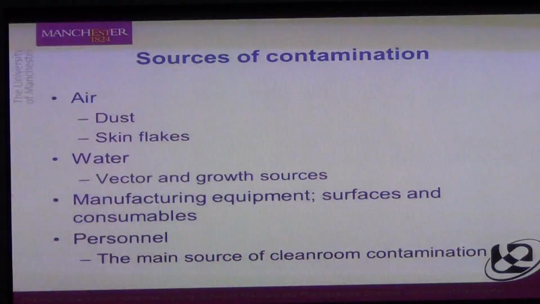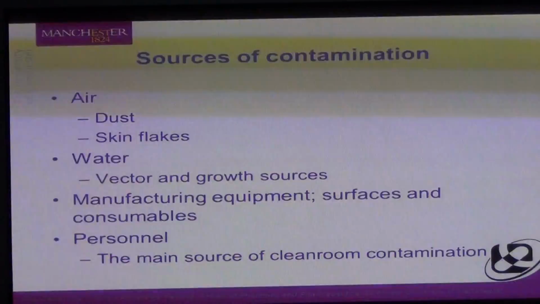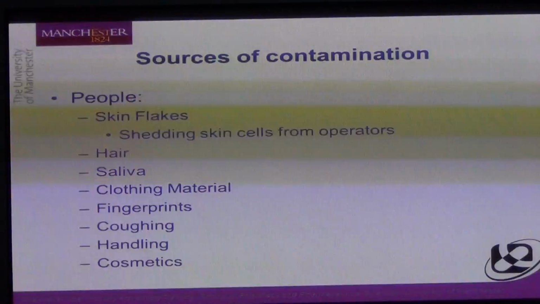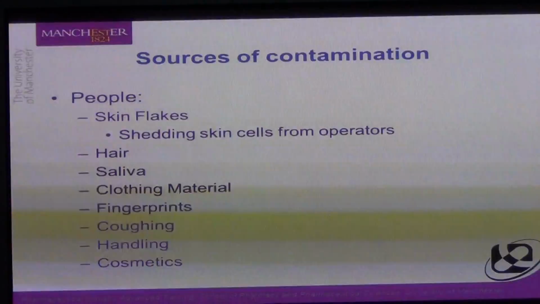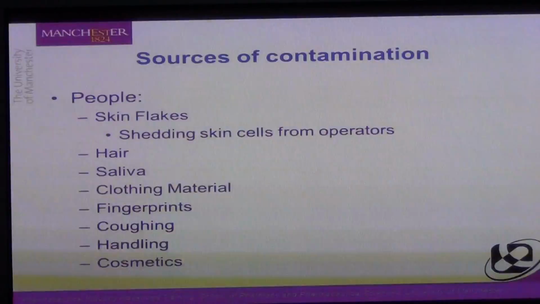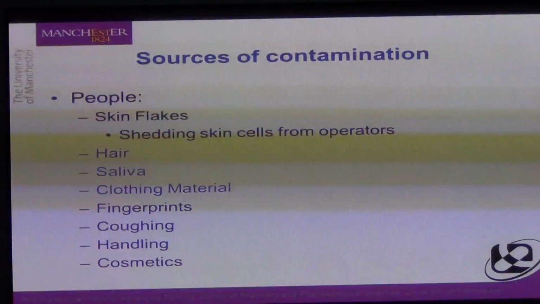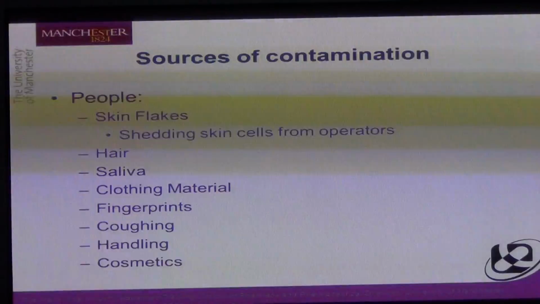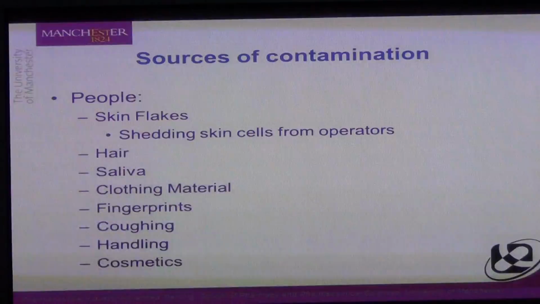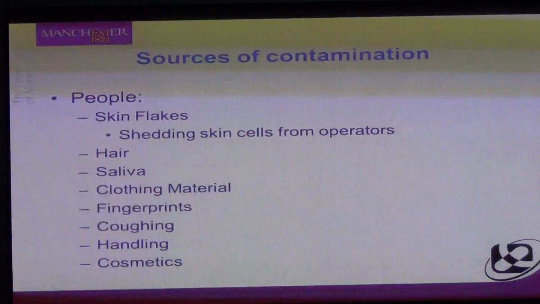And people, as you'll see many times throughout the module, I say many times that people are the main source of contamination in clean rooms. So with people particularly, we have skin flakes. As I mentioned before, lots of shedding of skin cells from operators. There's also contamination from hair follicles. Hair follicles do contain a number of anaerobic bacteria, lots of propionibacteria. Saliva and spittle, clothing material, fingerprints, the acts of coughing, general handling, and cosmetics. And cosmetics are things that shouldn't really be worn in higher grade clean rooms because of the tendency to flake away and deposit contamination.